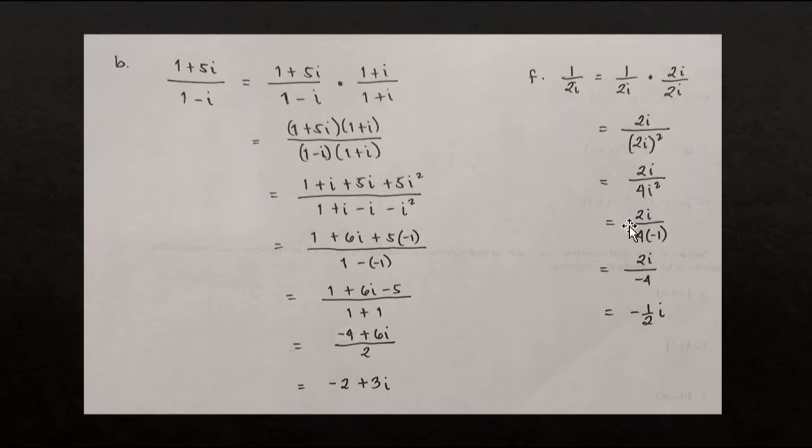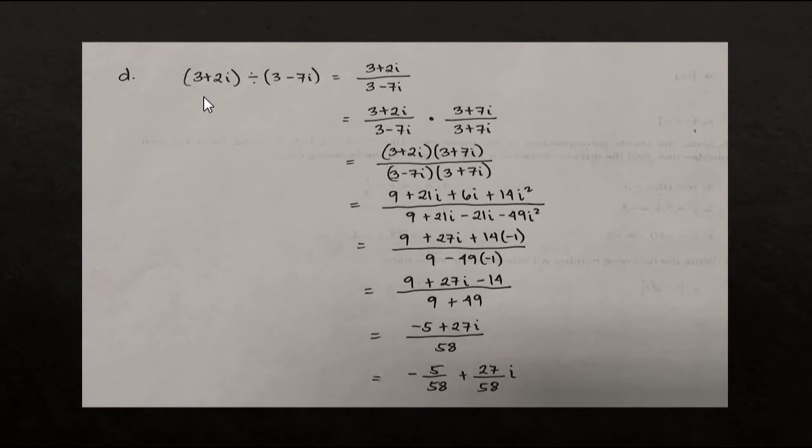Then, 2i all over 4 because i squared is negative 1. So, what is 4 times negative 1? So, 2i over 4 times negative 1 is negative 4. So, 2 over negative 4, that is negative 1 half i.